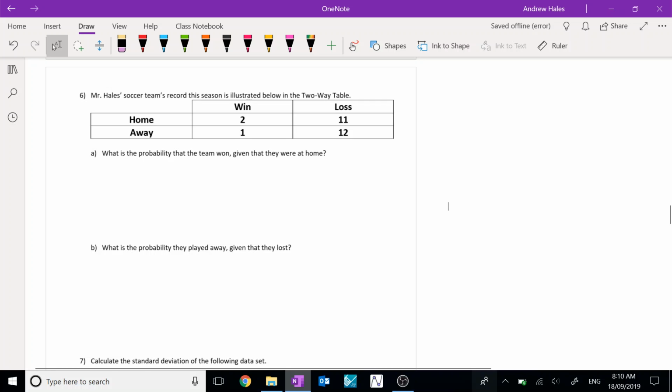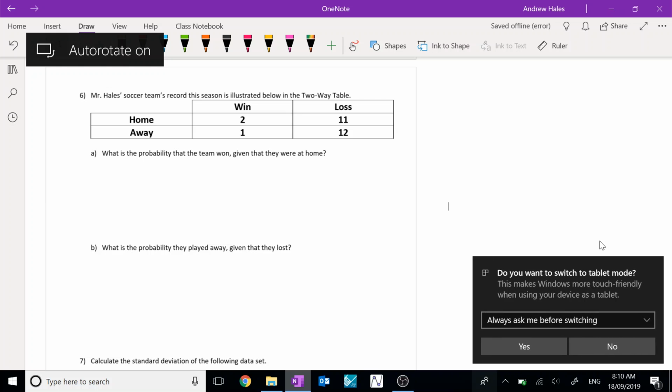Mr. Hales' soccer team's record this season is illustrated with the two-way table below. We won 3 games and we lost 23. Unfortunately, that's not even fake. We had a terrible season. Anyway, we need to find the probability that the team won given that they were at home.